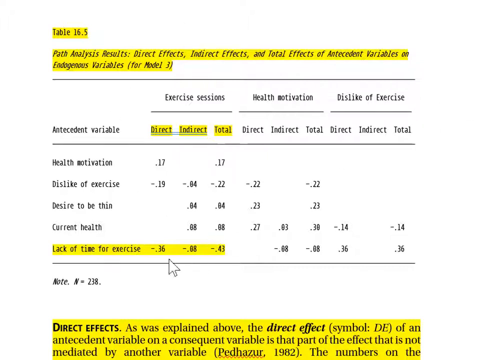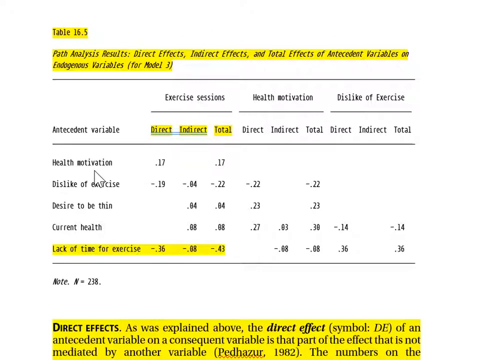We have 3 groups of columns of statistics. This group of columns is headed exercise sessions. Remember, that's the most important outcome variable that we cared about. The ultimate outcome variable that Dr. O'Day wanted to predict was how many exercise sessions a given person would engage in a typical week. Under the heading exercise sessions, we have one column of statistics headed direct. These coefficients represent the direct effects of antecedent variables on exercise sessions.